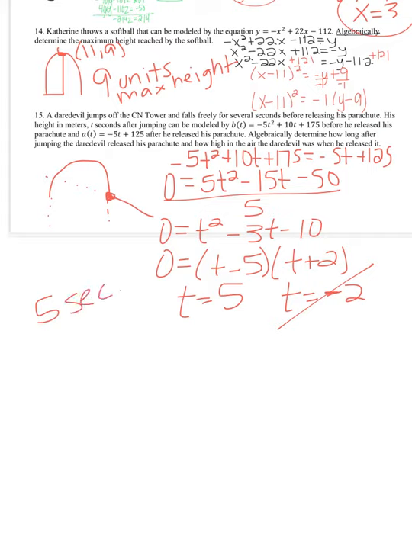The second question, how high in the air was he when he released it? So we know that the input is 5 seconds. It's been 5 seconds. To figure out how high in the air he is, you're going to plug 5 in for t. So when you do negative 5 times 5 plus 125, that gives you 100. So at 5 seconds, he was 100, I think, meters, 100 meters in the air. Okay, so this is the answer to the first part and the second part.